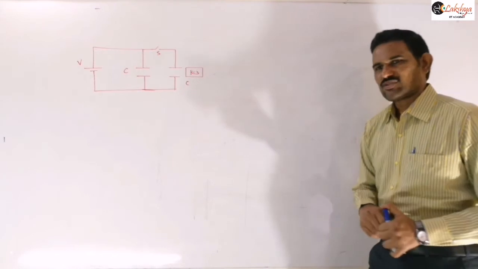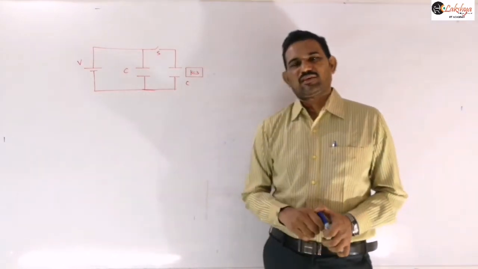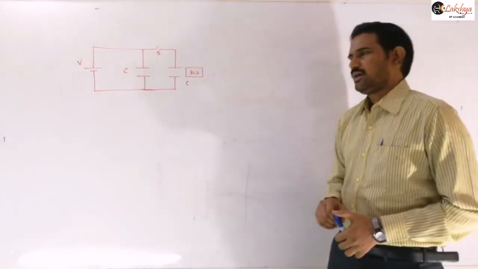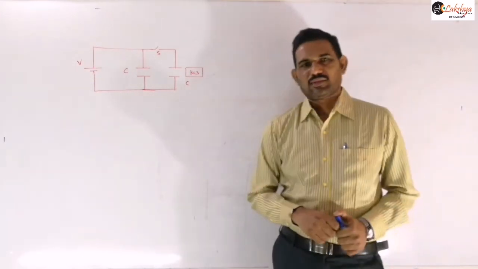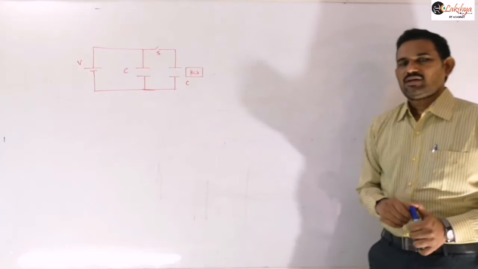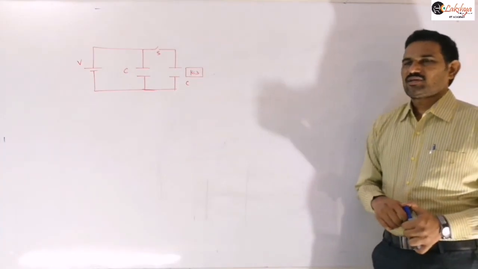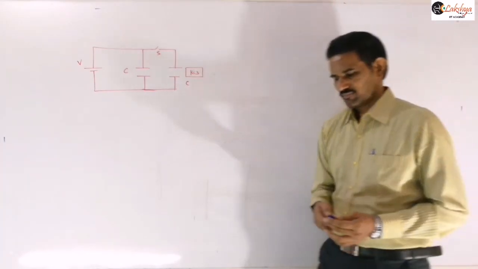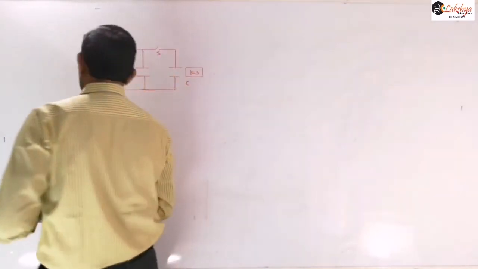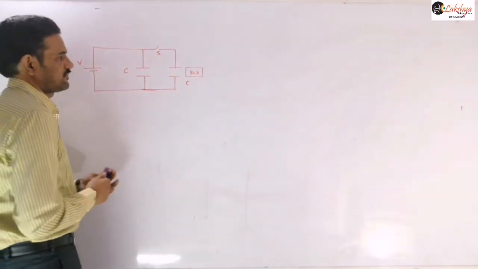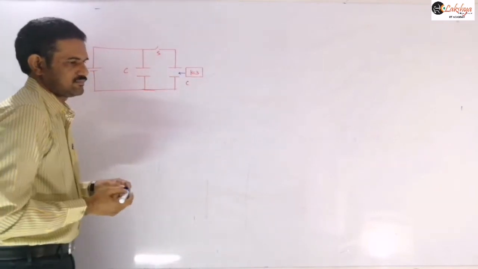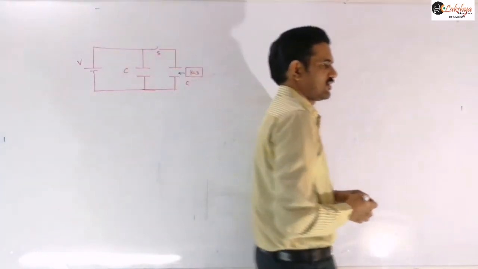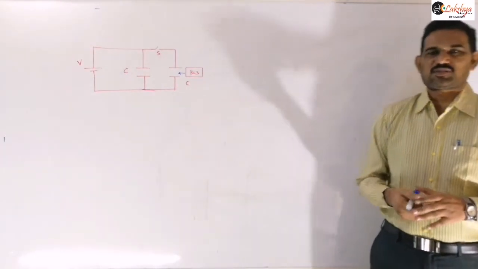After that S is opened and a dielectric of dielectric constant 3 is introduced in the capacitor as shown in the figure, which completely fills the space between the plates.